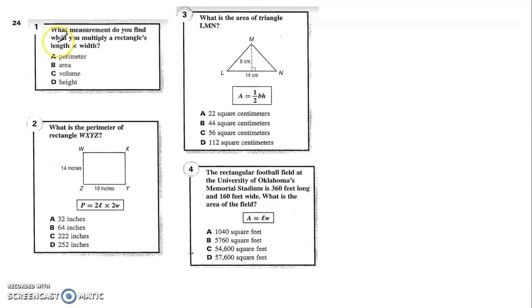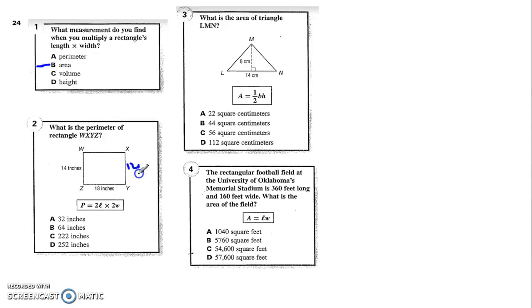What measurement do you find when you multiply a rectangle's length times the width? Length times width is the area of a rectangle. What is the perimeter of a rectangle WXYZ? Remember, the perimeter is adding up all the sides. Perimeter is like walking around the outside.